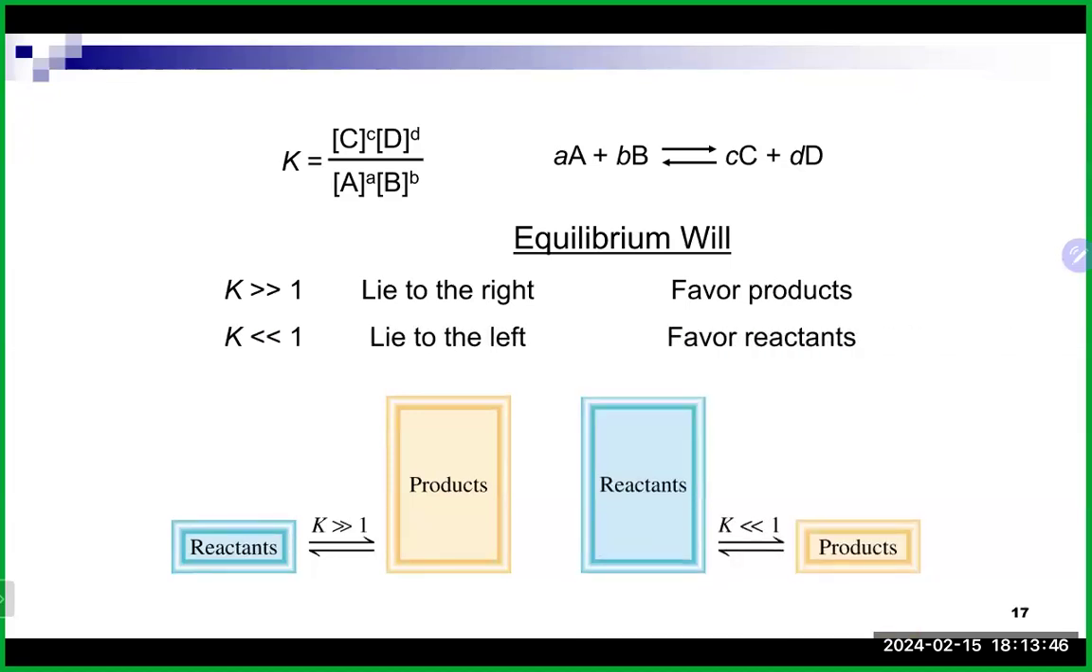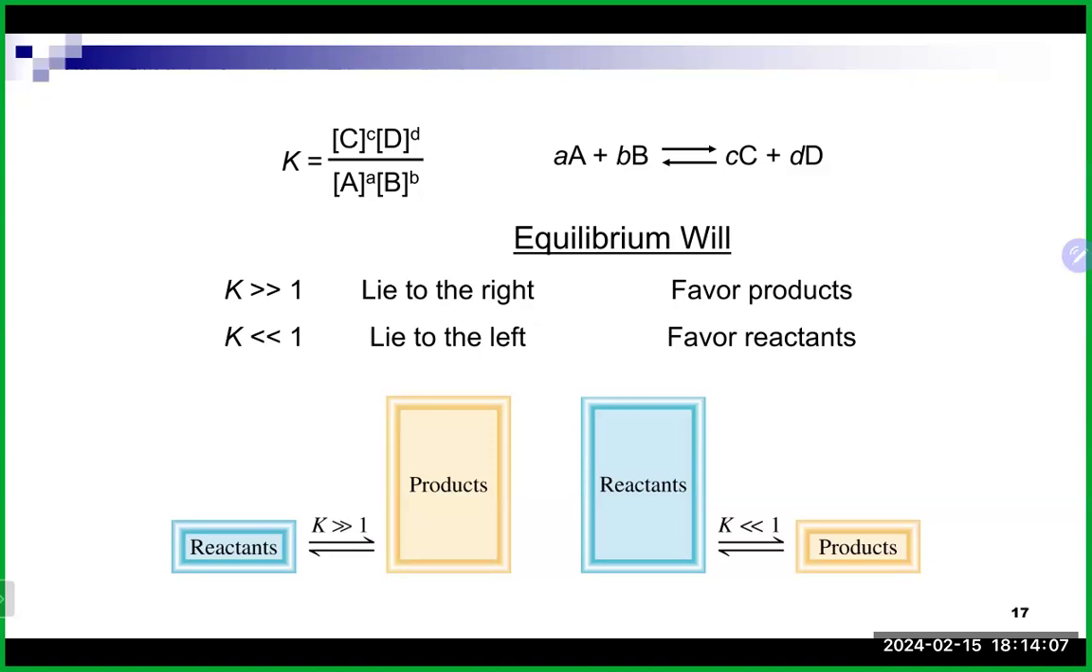So anything with a K value above 1 is considered a large value of K, and you would expect mainly products when you reach equilibrium. Anything that is less than 1 is considered a small value of K. As I mentioned before, there is a big range of that.